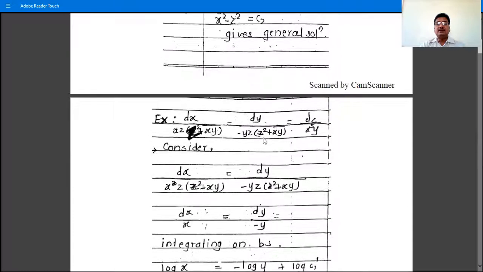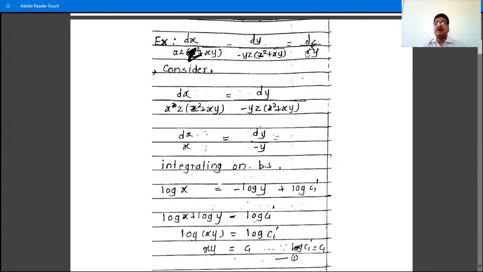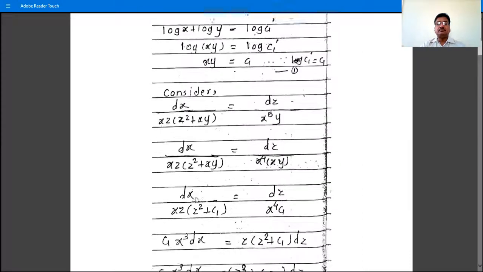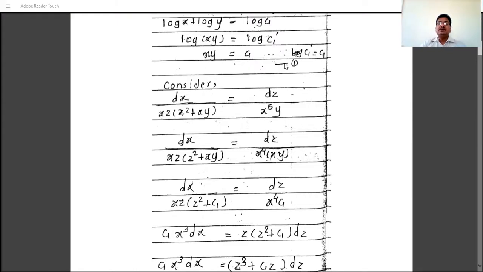Then consider the next two fractions, that is dx divided by this, the first fraction, and the last one, dz divided by x raised to 5 into y. And then we have dx divided by... substitute this x into y as c1. This x raised to 5y is expressed in this form, x raised to 4 in bracket x into y. And then substitute x into y is equal to c1. That is, use the first solution of the differential equation to obtain the second solution.